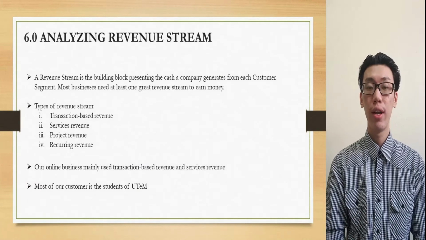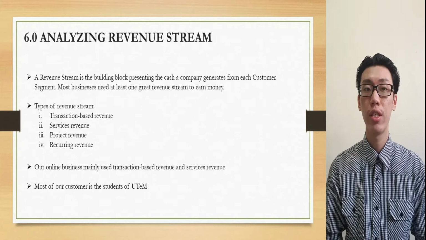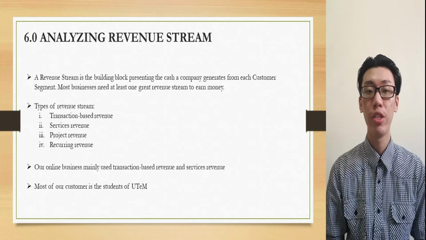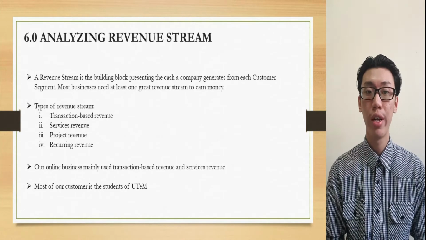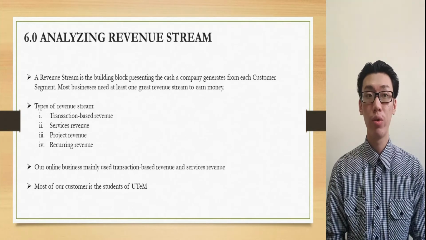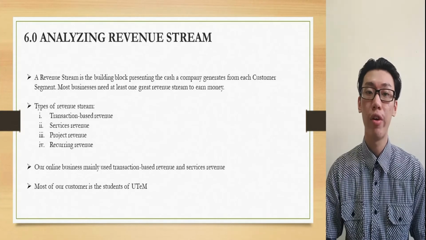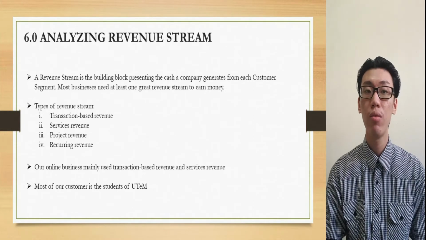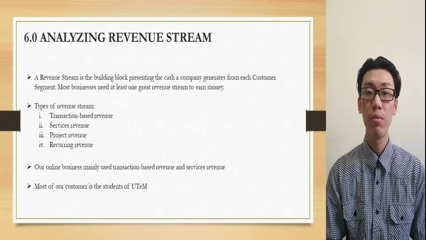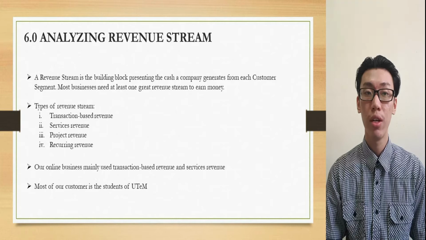Next, we move on to analyzing revenue streams. What is a revenue stream? A revenue stream is the building block presenting the cash a company generates from each customer segment. Most businesses need at least one great revenue stream to earn their money. There are mainly 4 types of revenue streams, which are transaction-based revenue, service revenue, project revenue, and recurring revenue. For us, our online business is mainly focused on transaction-based revenue and service revenue. Since the customer is the main thing for our business to generate money, we are mainly focused on the students.